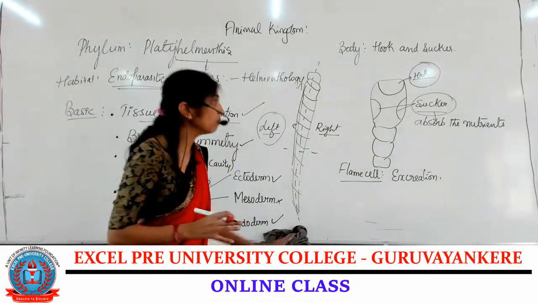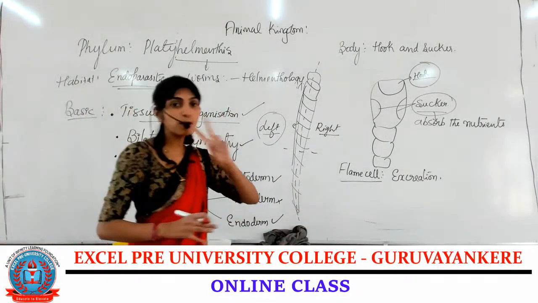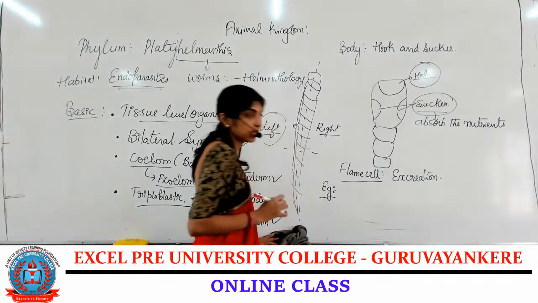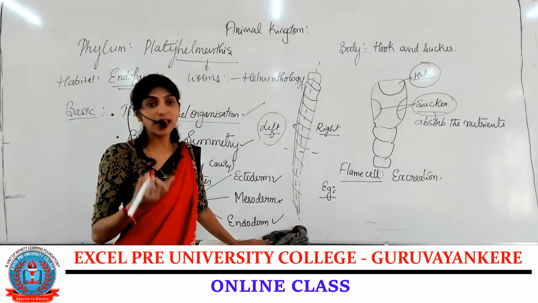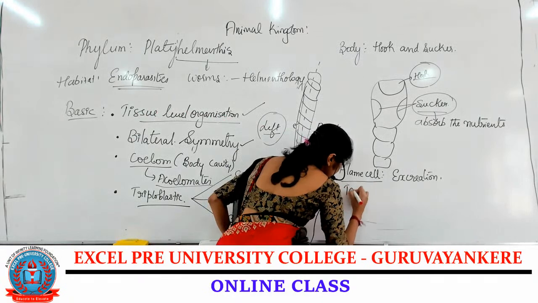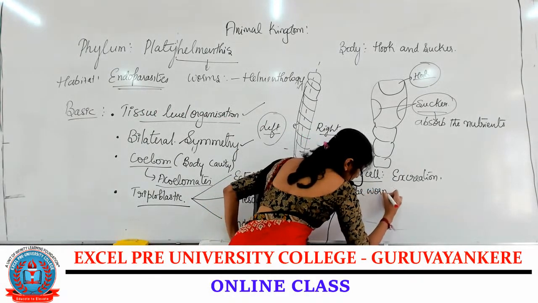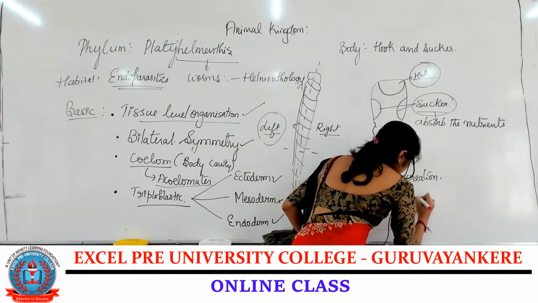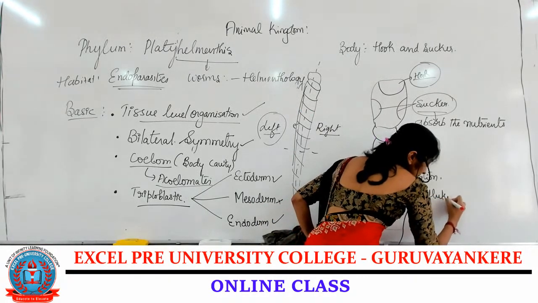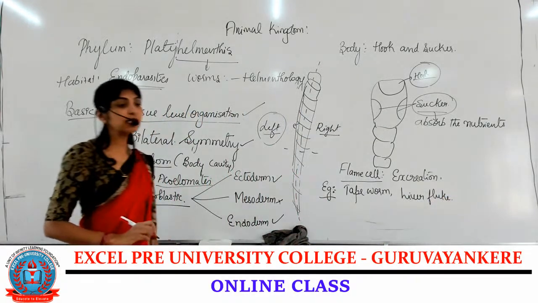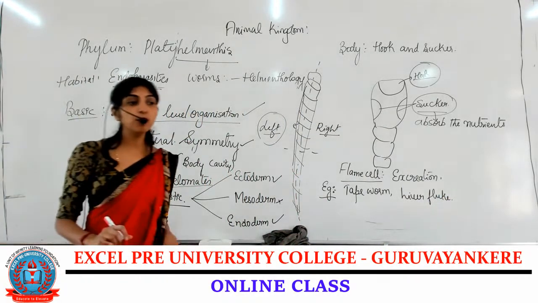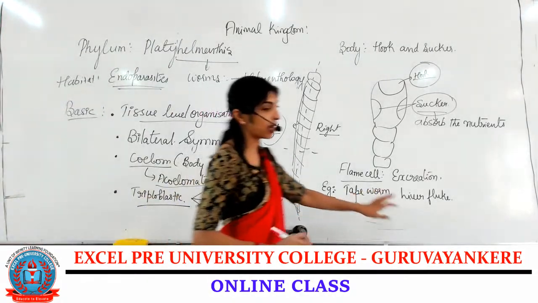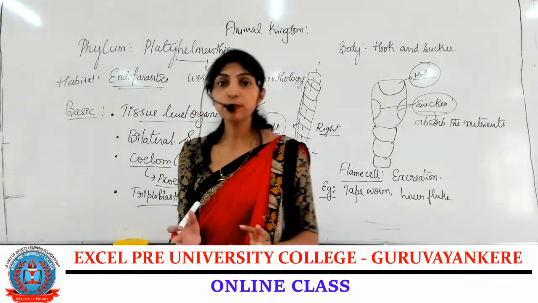Then this is about phylum Platyhelminthes. Let me give you two simple examples for an organism belonging to phylum Platyhelminthes, or flatworms. Example: tapeworm and liver fluke. These are the two examples. This is about phylum Platyhelminthes.